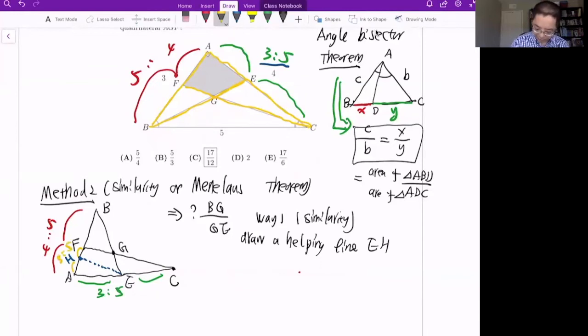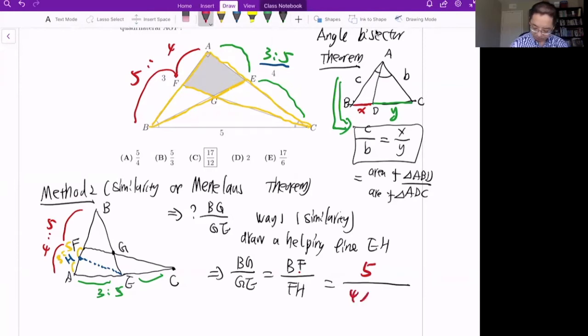Then we can quickly figure out from the picture, what is BG over GE? BG over GE by similarity is the same as BF over FH. What is BF? You can take the ratio, because of the 5, so you can choose 5. And FH is 4. And then FH to AH is 3 to 5. So then this is just 5 over 8. Now you do some cancellation, and this ends up being 2. So we get BG over GE equals 2.